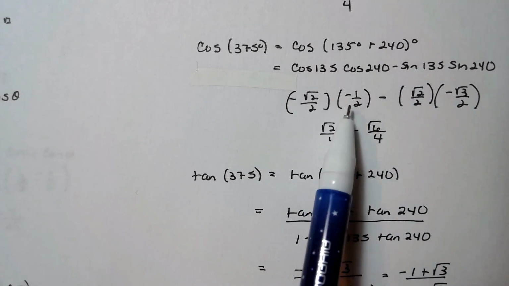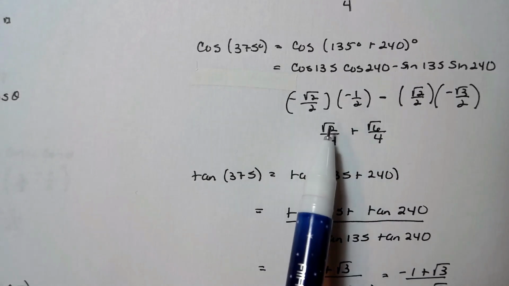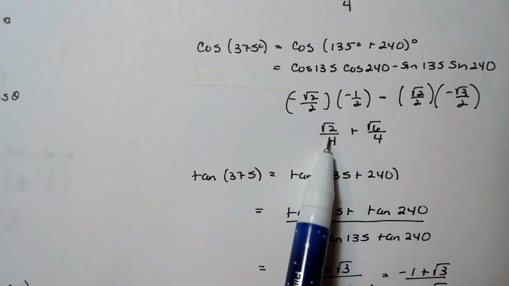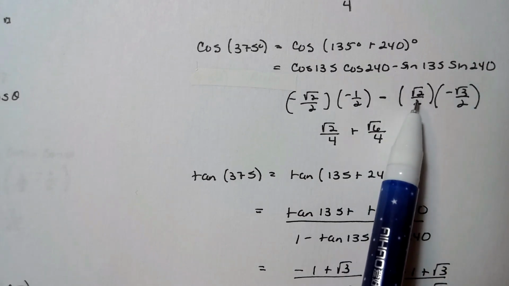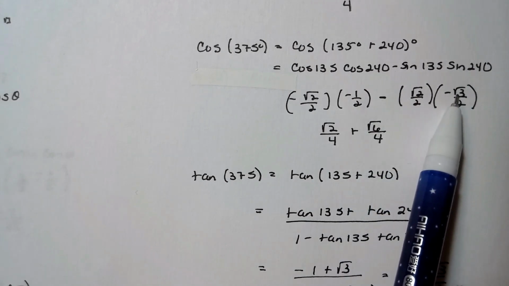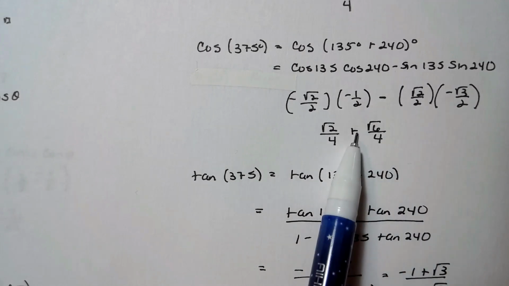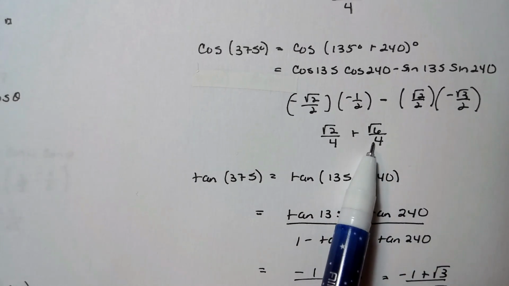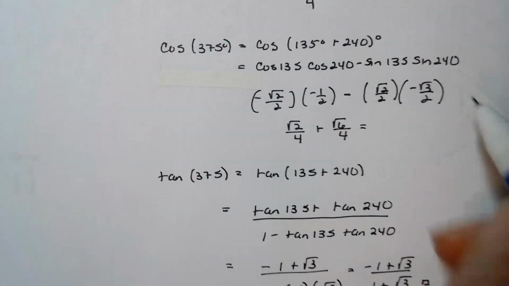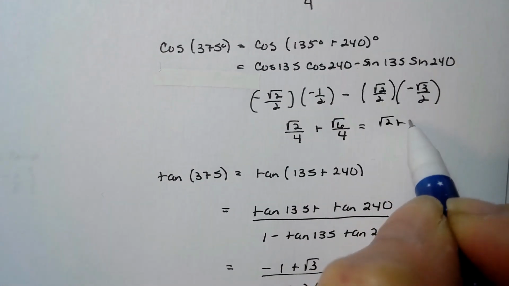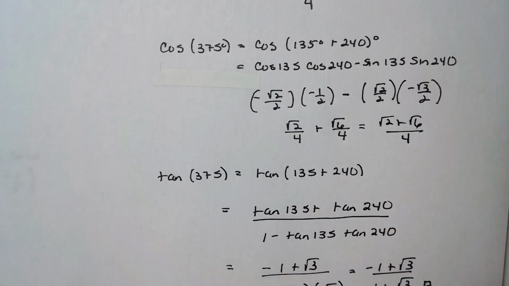And again, if I multiply these together, a negative times a negative is going to give me a positive root 2 over 4. Minus, now that's minus a root 2 times negative root 3, so minus a minus root 6 gives me a plus root 6 over 4, and I would write that all as one fraction, root 2 plus root 6 over 4.